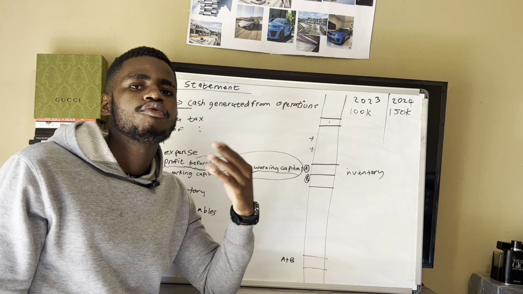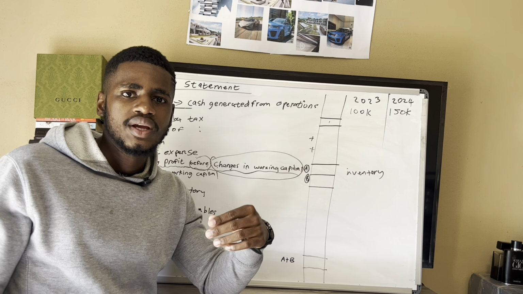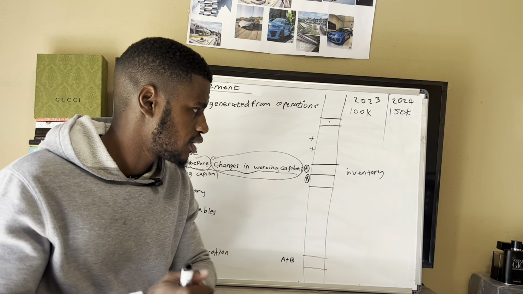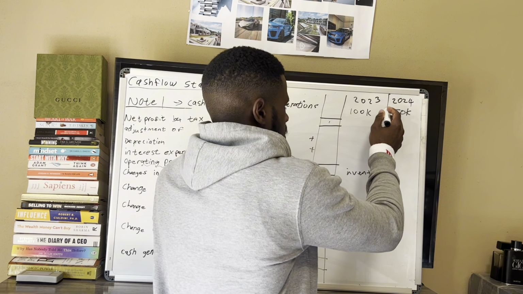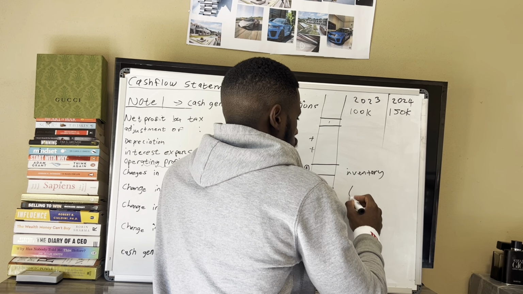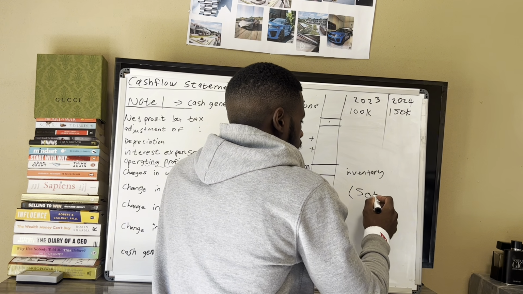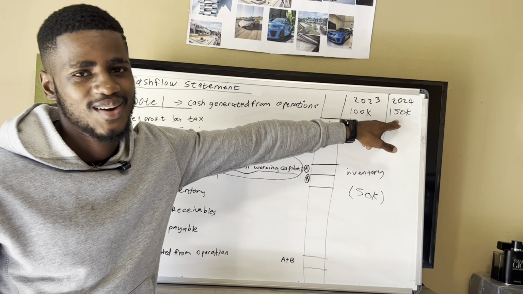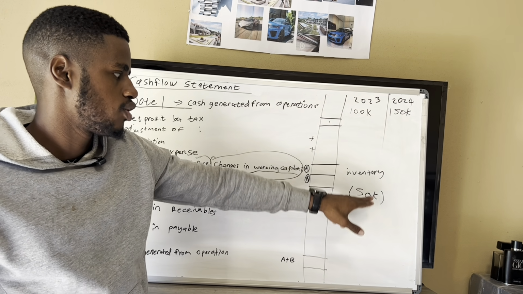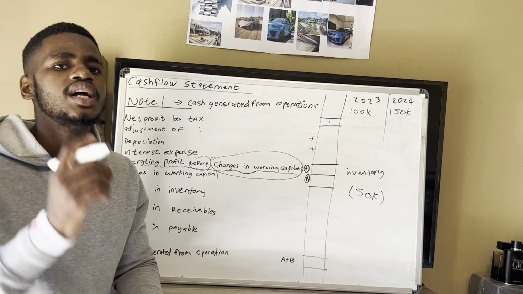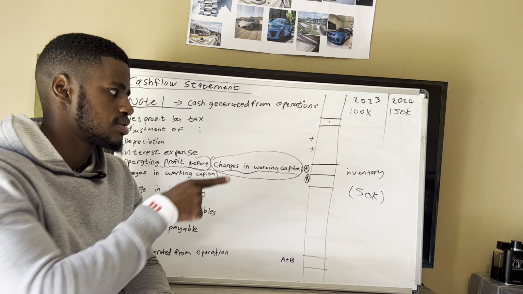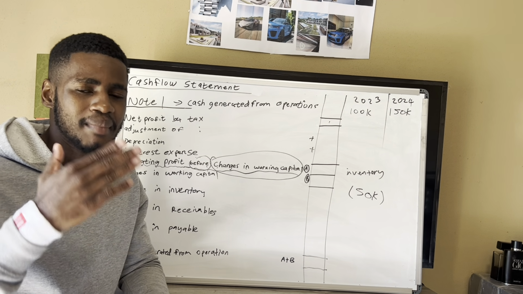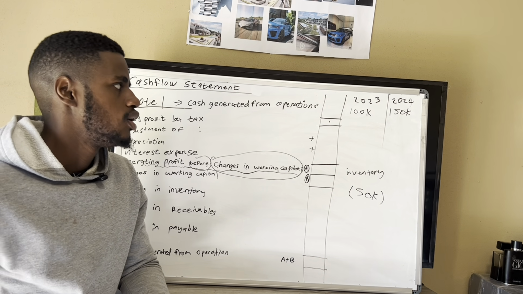So is that an outflow or an inflow? Did money come in or did money go out? Obviously, we are the ones that bought this inventory, so it's going to be an outflow of 50,000. 150,000 minus 100,000, which is 50,000. It's going to be an outflow which is going to be shown in brackets because money is coming out.